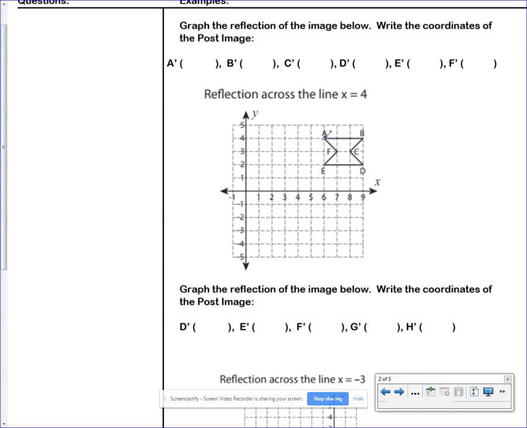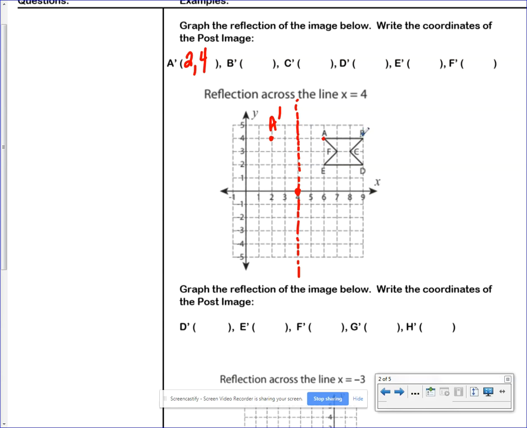Write the coordinates of the post image. So here's A, and it says reflect across the line x equals 4. Now hold on, okay? Find on the x-axis where 4 is. It's right here. This is your line, because this line is where every single point has an x value of 4. And start reflecting across there. Here comes A prime right here. And you will notice the coordinates of this point are 2, 4.